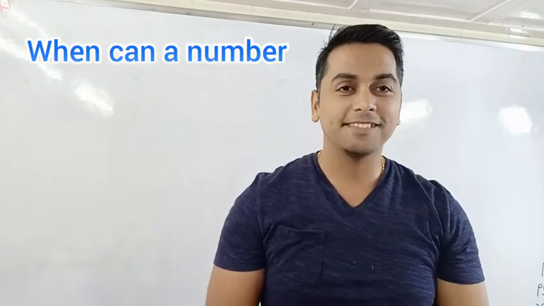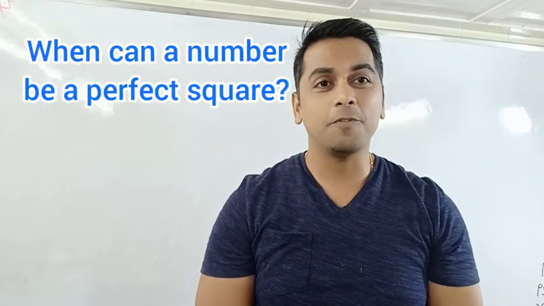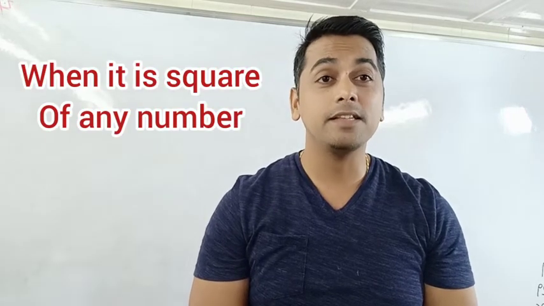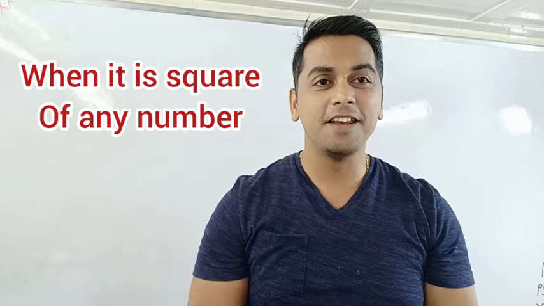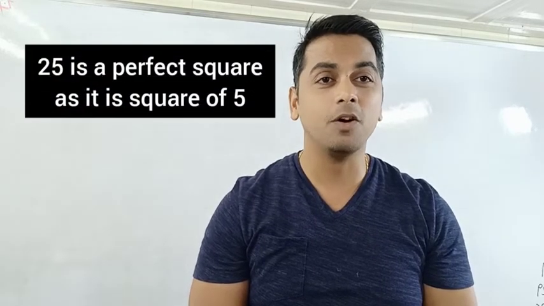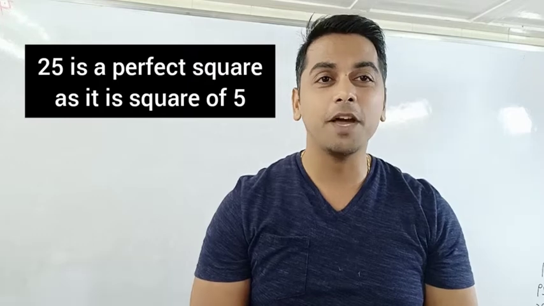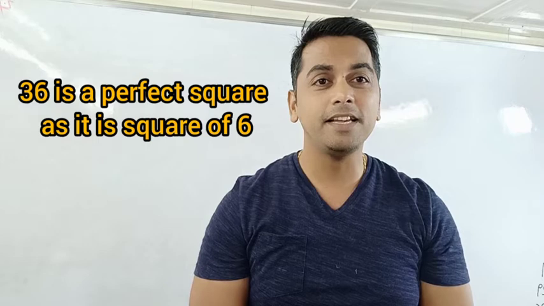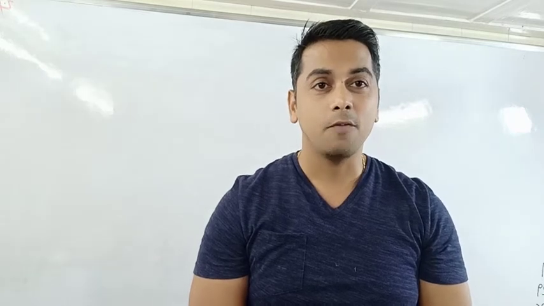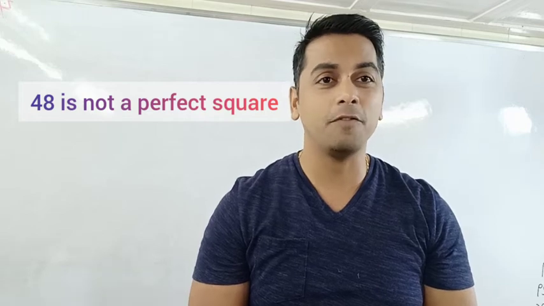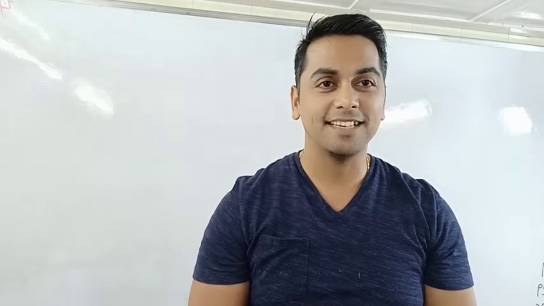Question number 2. When is a number a perfect square? A number is said to be a perfect square when it is the square of any number. Example, 25 is a perfect square because 25 is the square of 5. 36 is a perfect square because it is the square of 6. 48 is not a perfect square because it is not the square of any natural number. So hope you understood what we mean by perfect square.